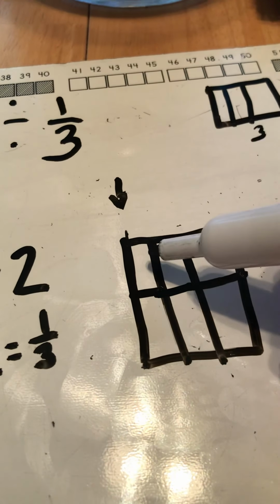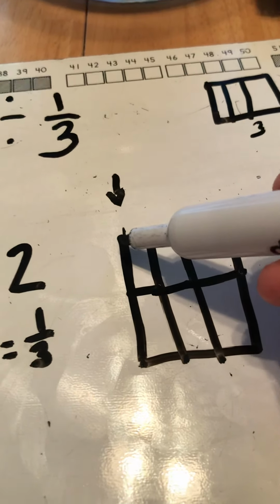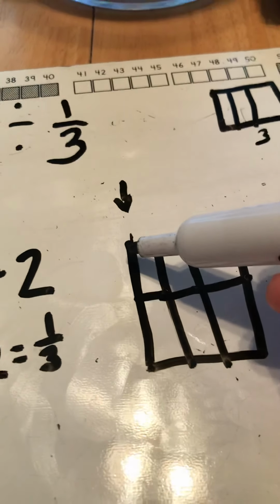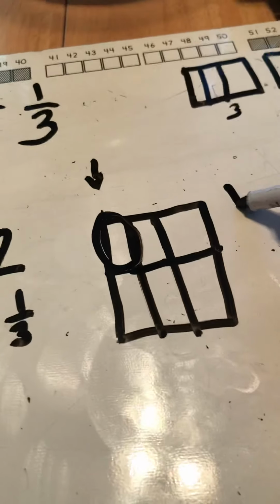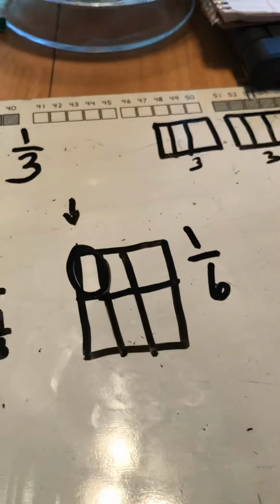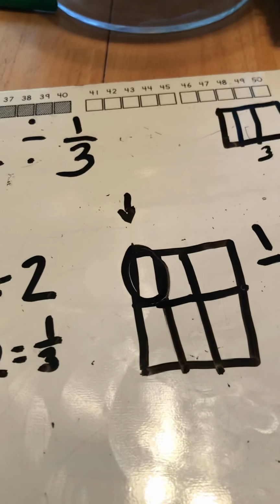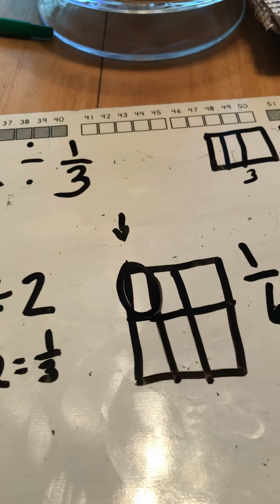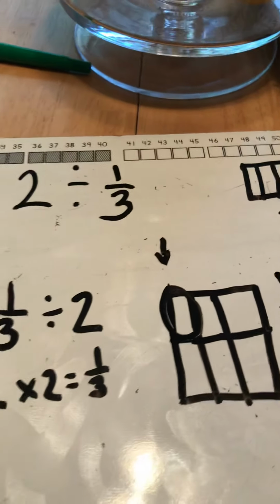And what that means then is, how much of the whole pan did one person eat? They ate this amount. So how much is that, guys? That is 1 out of 6 pieces. So they each ate 1/6. They ate 1/6 of the whole pan of brownies.